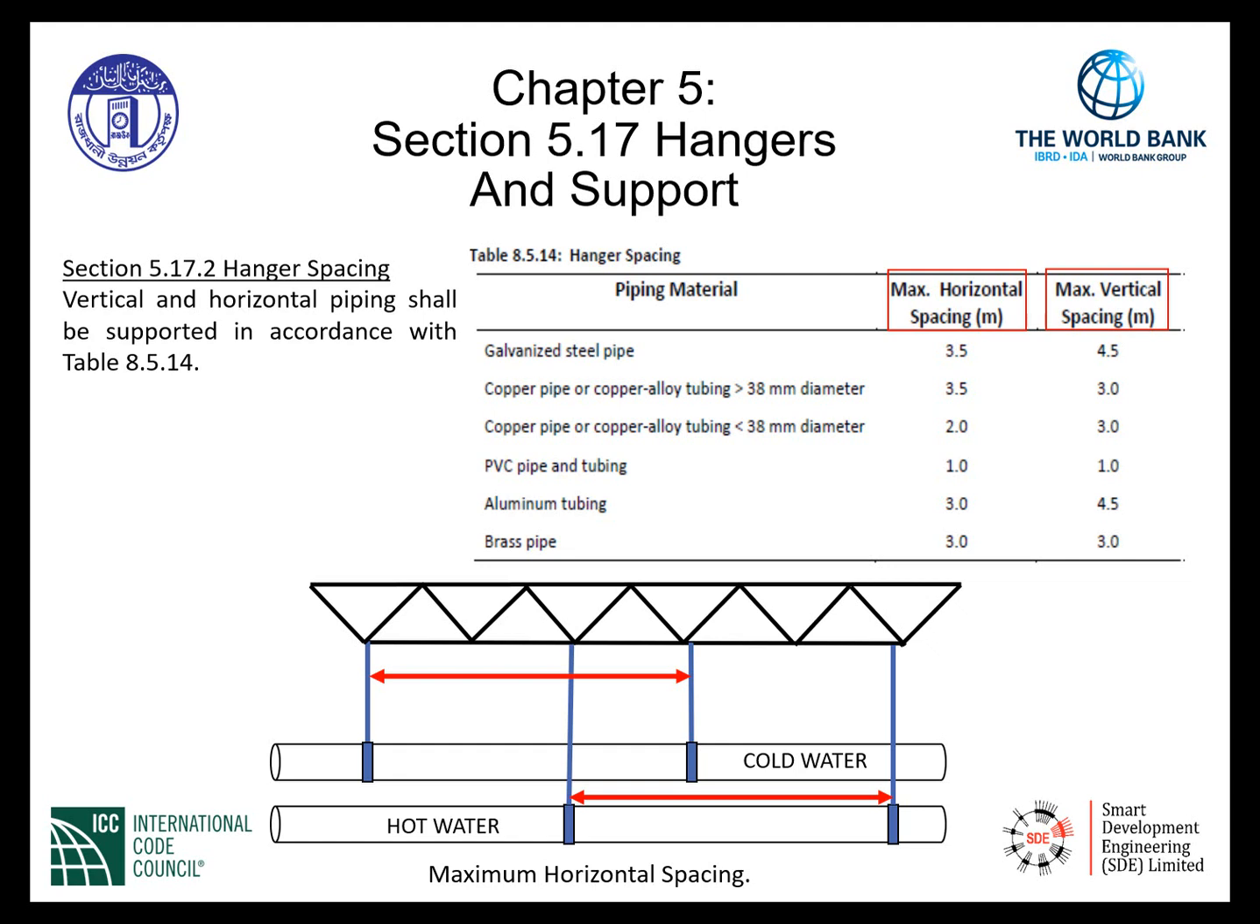As an example, if we have copper tubing 19 millimeter in diameter for the hot water and cold water distribution pipes, we can utilize the table above and go into the copper pipe or copper alloy tubing that is less than 38 millimeters in diameter, and we will find that our maximum horizontal spacing for 19 millimeter cold water and hot water distribution piping must have a horizontal spacing between hangers of not more than 2 meters according to this table.